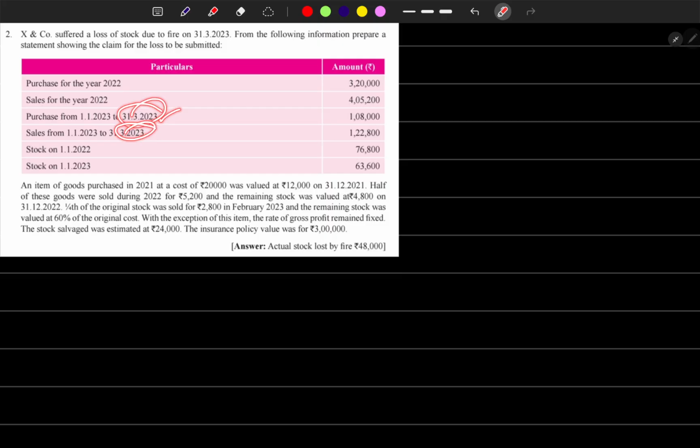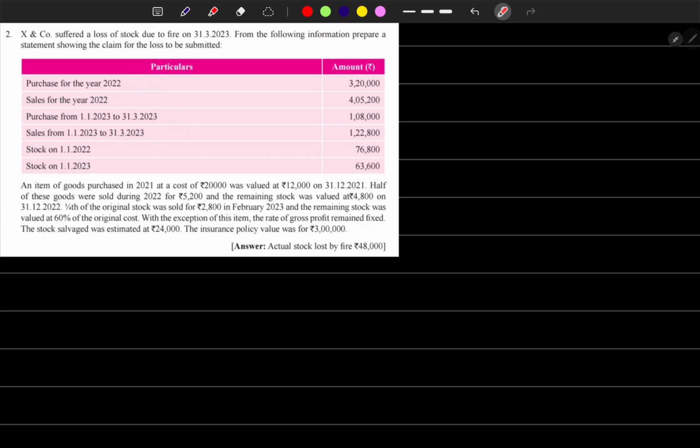Before the fire date, the purchase and the sales made have been given here, and the stock on 2022 and stock on 2023 have been given. This is the opening stock, this is the closing stock. They haven't given the GP percentage directly, so we need to find it out by preparing the trading account for the previous period. That is why this information was given.